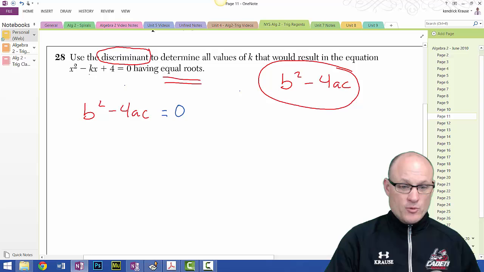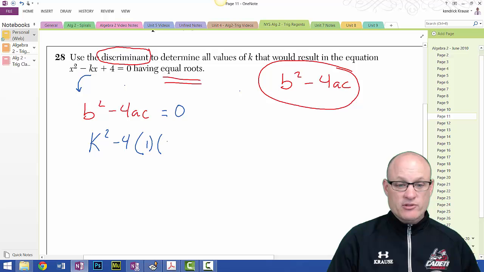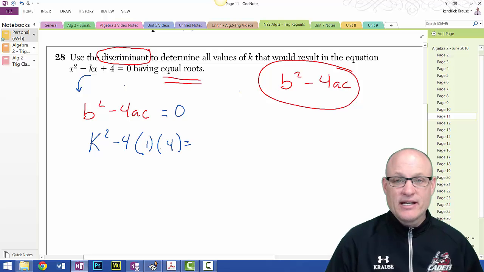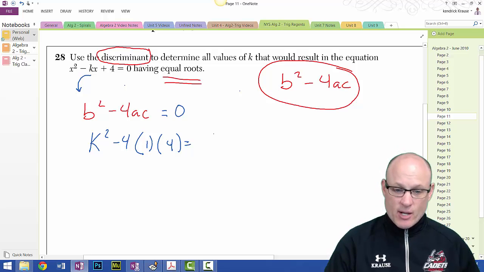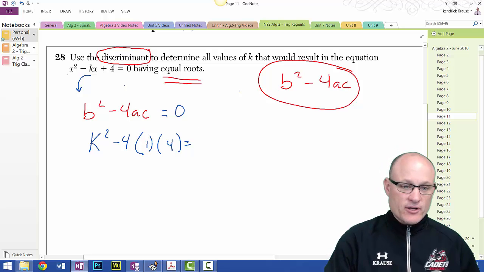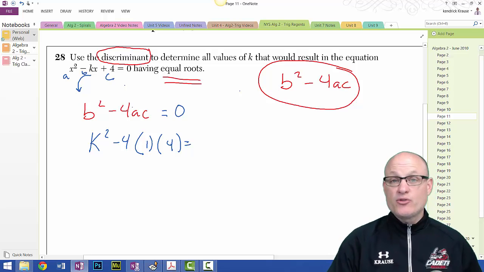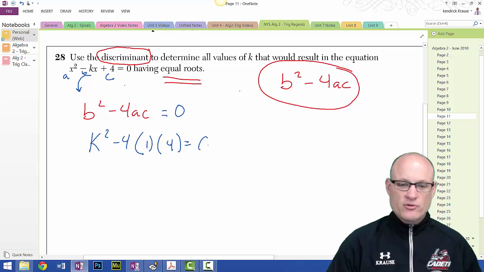All right, so we're going to put in k squared. I don't care what you do to k squared, when you square it, it's going to be positive. So k squared minus 4 times a, which is 1, times c, which is 4. I still have kids putting in x's for a and c. No, it's just the number in front. The number in front here is a. This is b. This is c. Use those numbers, equals 0. So what I have here is k squared minus 16 equals 0.